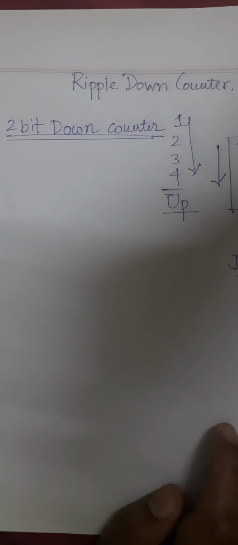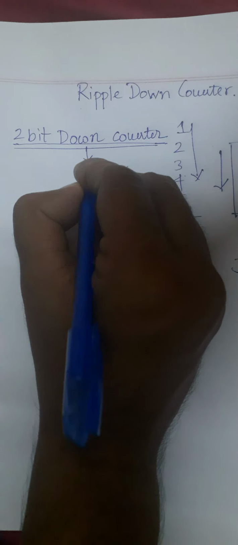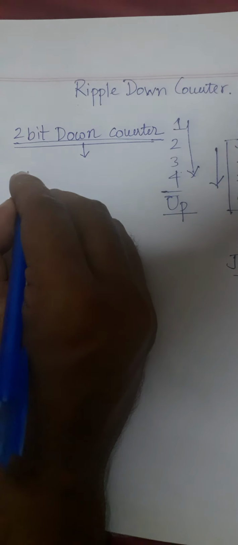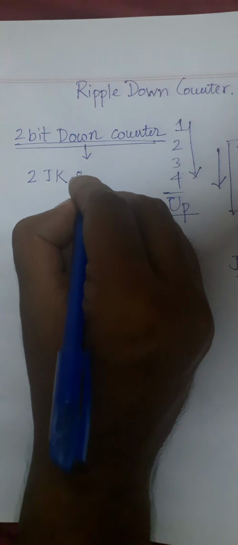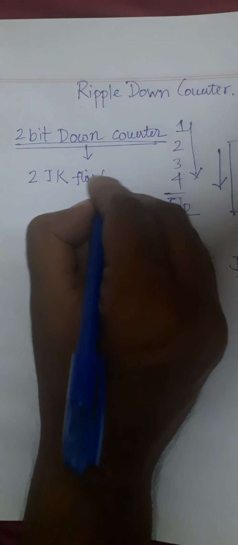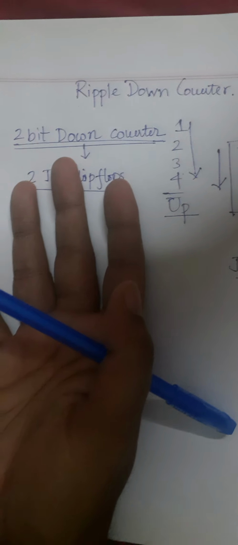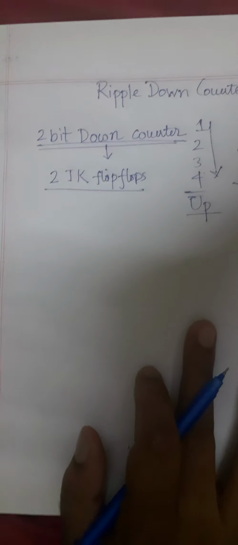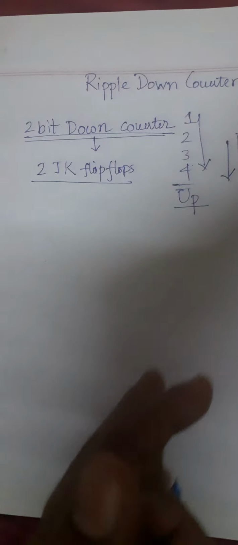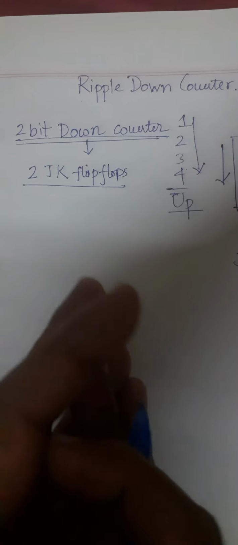So this is my question. The answer to this question is, if we want to construct a 2-bit down counter, we will be needing 2 JK flip-flops. Okay, and they have to be connected in a certain manner so that the functionality or the principle remains as it is.